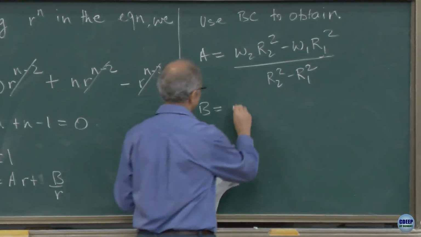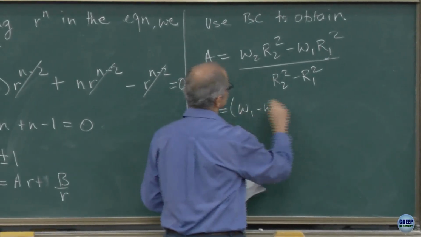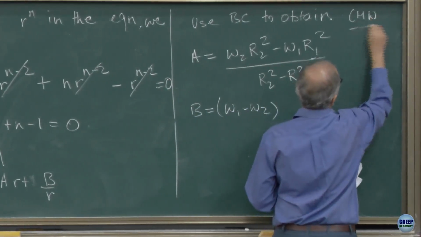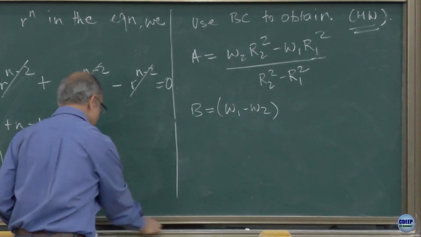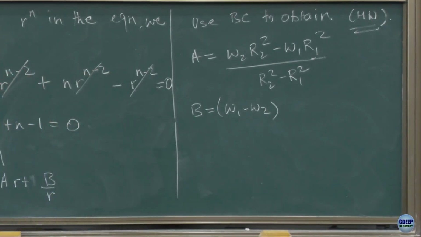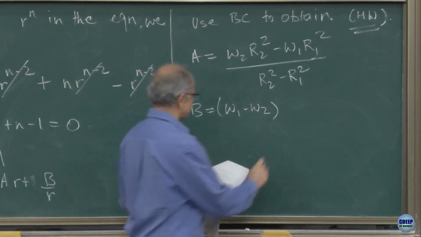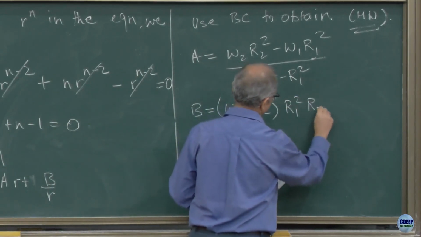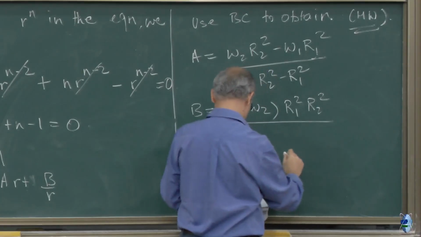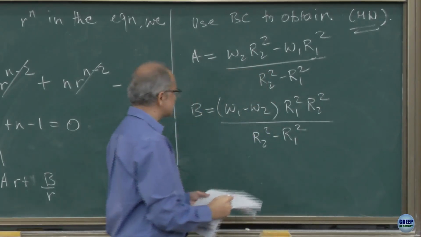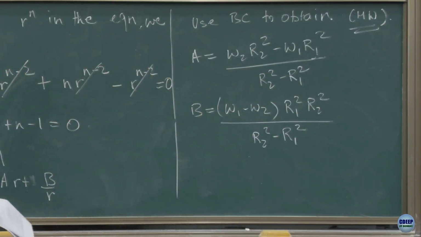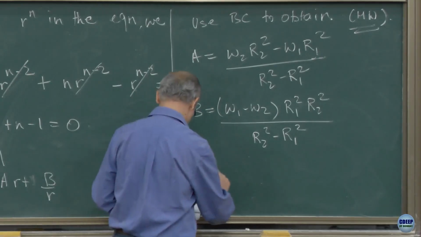B is equal to r1² r2² (omega 1 - omega 2)/(r2² - r1²). So I will just leave it as a small homework. Just obtain these expressions. Not difficult at all, but at least it will give you some reason for you to open your notes and look at it. Okay, so this is the solution that you would get. These are the two coefficients that you would get for A and B. Reasonably involved here, but reasonably simple otherwise.